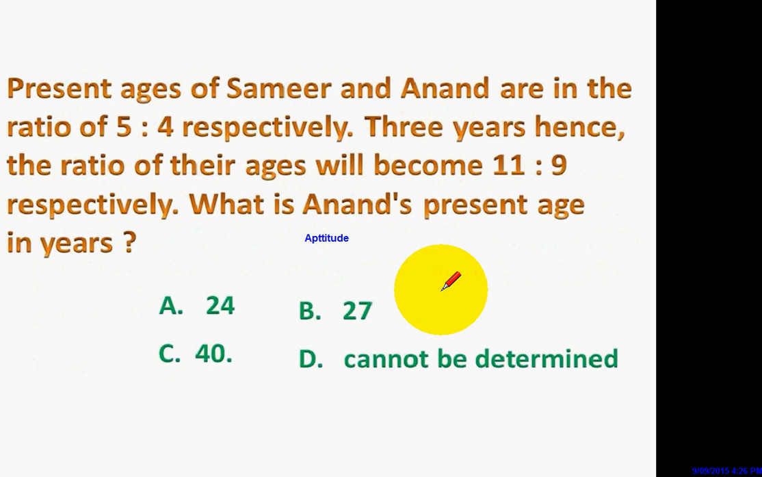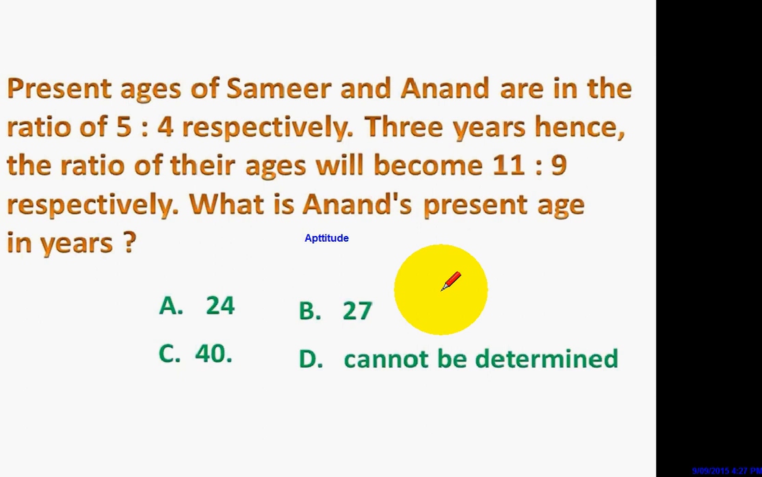3 years hence, the ratio of their ages will become 11:9 respectively. What is Anand's present age in years? And they have given you the answer options also as A 24, B 27, C 40 and D cannot be determined. That is, the ages cannot be determined. That is the last option.